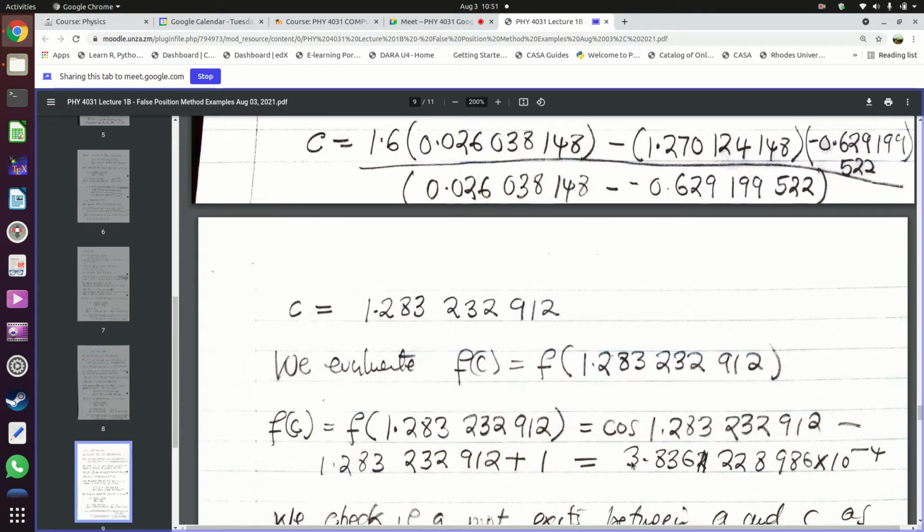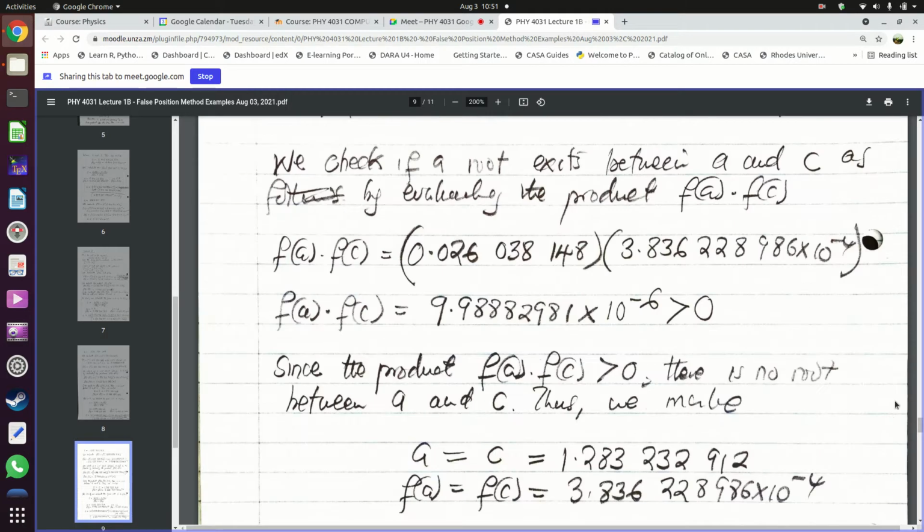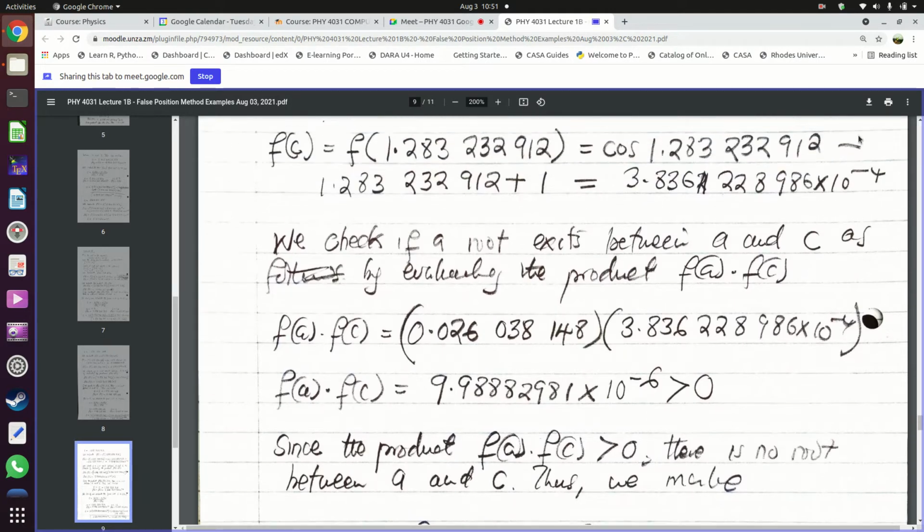Already you can see you have a very good value of the function. It's already 3.836 times 10 to the power minus 4. This is a very good solution already, giving us this value, because this is practically equal to 0.